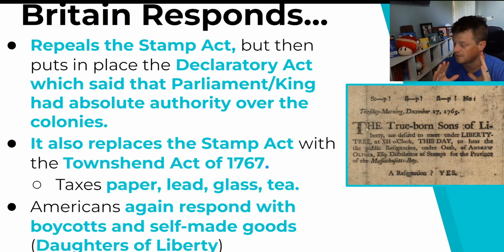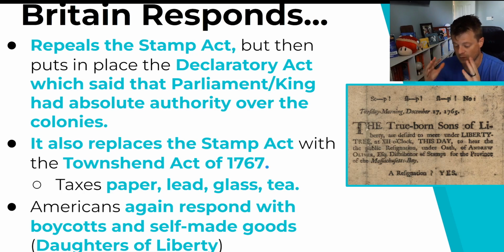Okay. So Britain does respond, and what they do is they repeal the Stamp Act. So it just gets scratched off the books. And then they immediately turn around and publish something called the Declaratory Act. Now, the Declaratory Act literally is just what it sounds like. They declare, despite scratching off the Stamp Act, that Parliament and the King have absolute authority over the colonies. So this is essentially saying, we absolutely hear you, but screw you. It's the very delicate, nice political way of saying this.